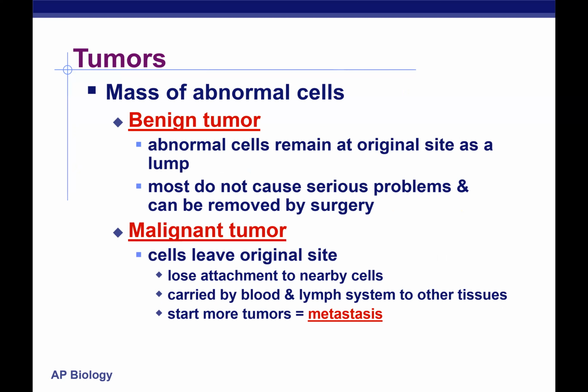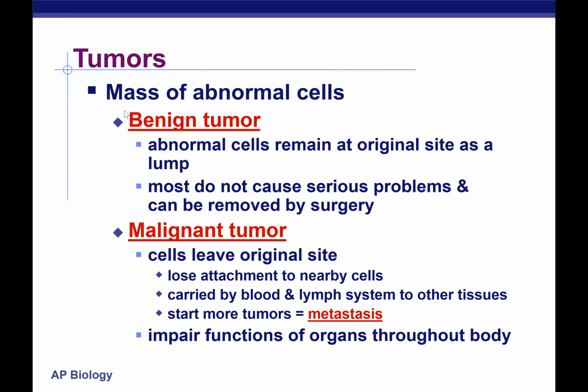So what happens? When these cells undergo uncontrolled division, they form a mass of cells, which we call a tumor. These tumors are basically of two types. One is the benign tumor. Benign tumors basically remain at their site of origin. They don't move, and therefore they are not a serious threat to human health, and they can be removed surgically, and that is taken care of.